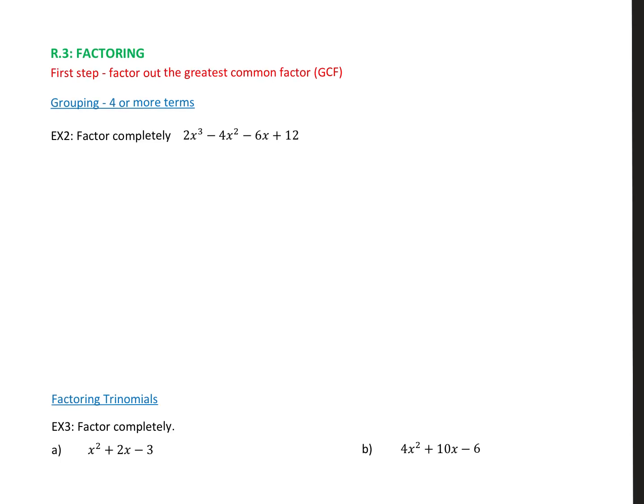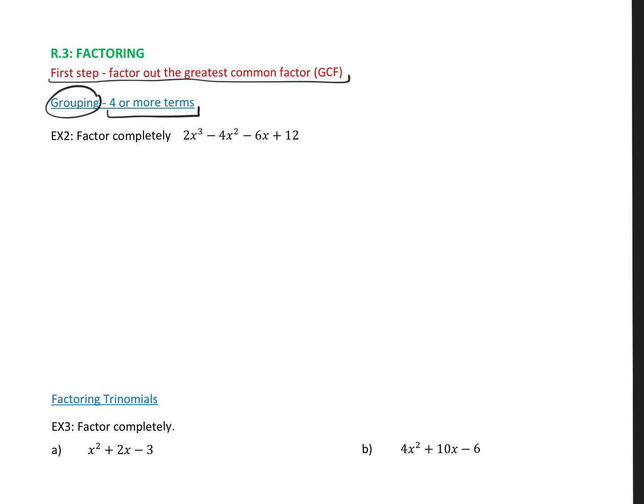Now let's take a look at R.3. This is factoring. So whenever you're trying to factor, the first thing you want to do is simplify. Again, it's super important. Simplify, and how do you do that? Factor out the greatest common factor. All right, so now what we're going to do is take a look at the different types of factoring. One type is called grouping, and that is usually when you have 4 or more terms. Again, terms are the things that are split up by a plus or a minus sign.